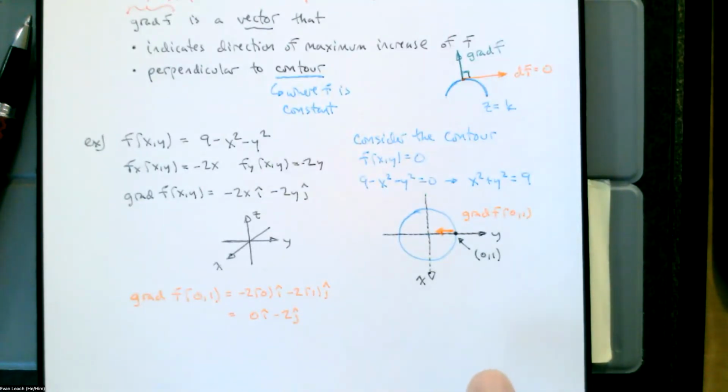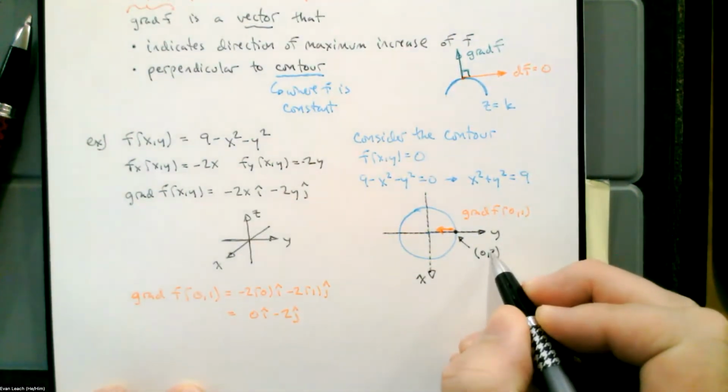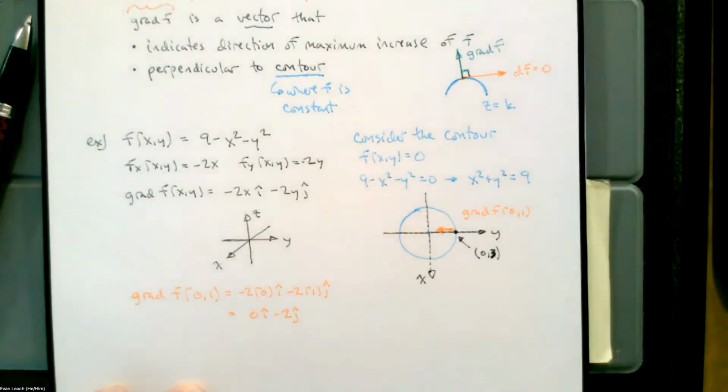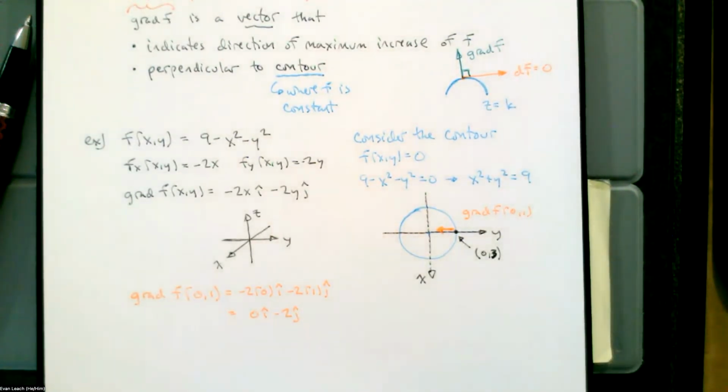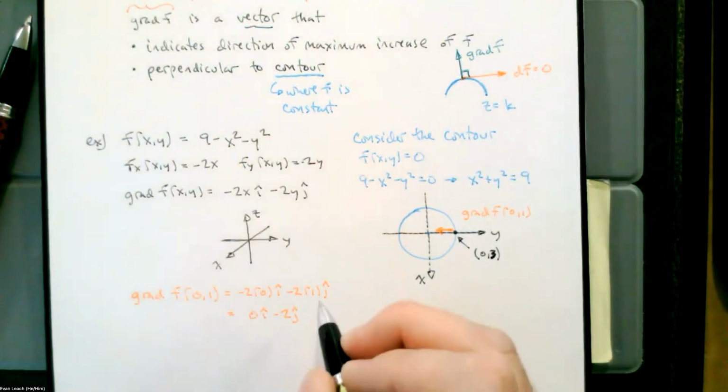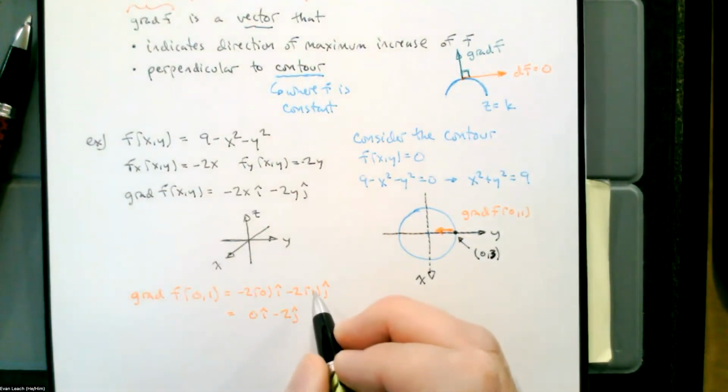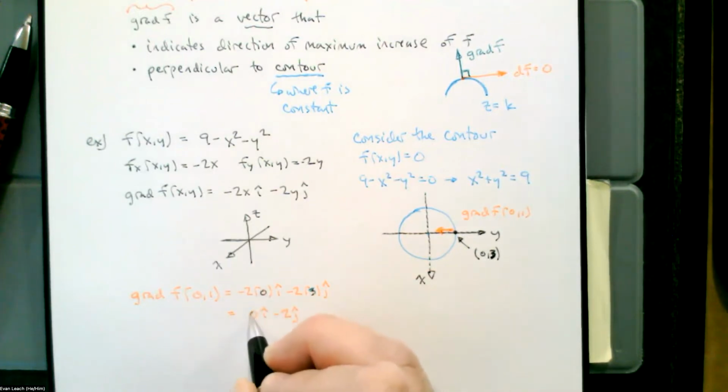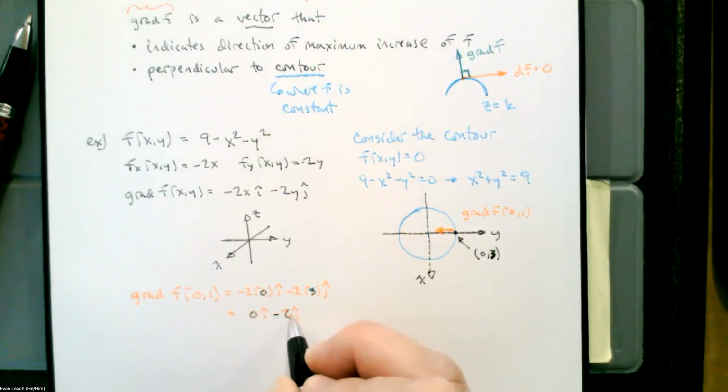Zero, what? Oh, it should be 0, 3. You are correct. Thank you. So that changes. This is not going to be 0, 1. I want 0, 3. So I'll have 0 minus 6.